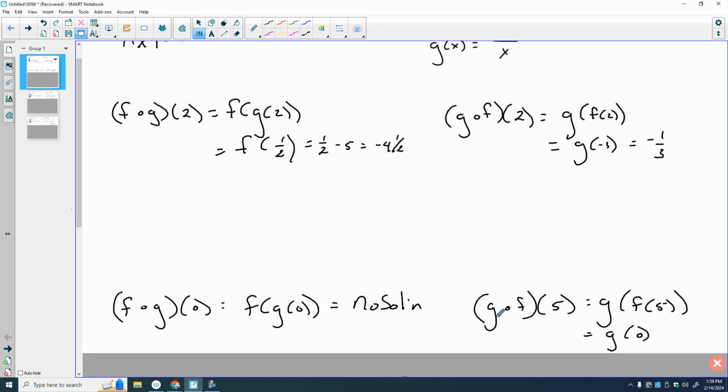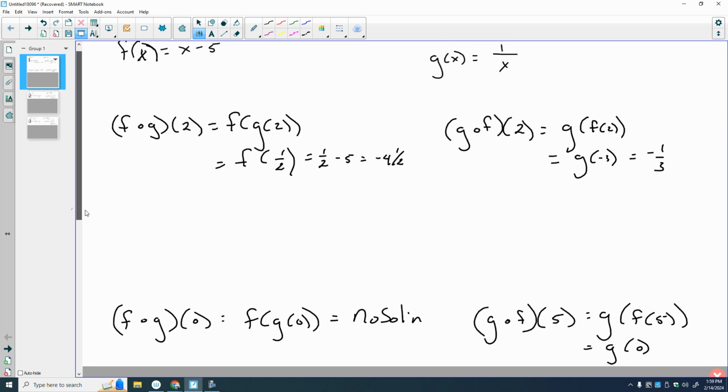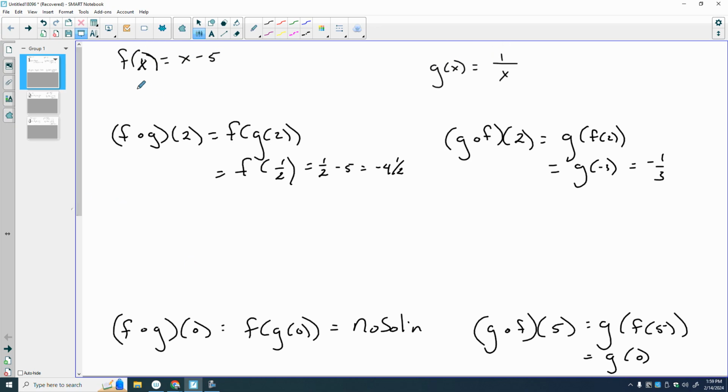So, a couple different concepts. What is the domain of my original functions? What is the domain of my composite functions? That's the two concepts we want to look at. What is the domain of my original functions? What is the domain of my composite functions?